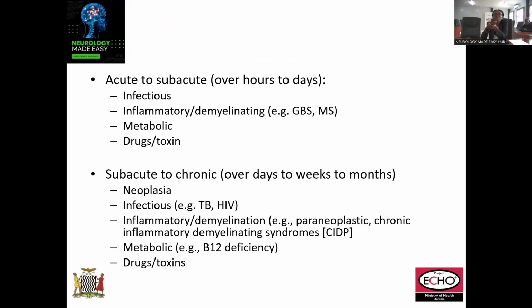We also have the acute to subacute, which is within hours to days. Infections can do that. Things like GBS, I'm sure we've seen people who develop weakness that is ascending within 3, 4, 6 days, they are completely paraparetic. Then we have the subacute course, which is over days to weeks to months. Etiologies that you might think about include neoplasias. They tend to be slowly progressing. Infections like TB, HIV, of course, affecting different parts of the nervous system.